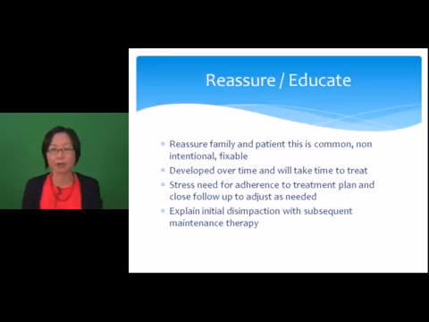You want to tell families that this developed over time, and it's going to take a long time to get better. It's not going to improve overnight. There is no magic fix for this. You want to really stress the need for adherence to the treatment plan, and they will have to have very close follow-up with you to adjust their meds as needed. One of the most important things is you have to explain why you need to initially disimpact the child. Because if you don't do disimpaction first and you just put them on maintenance treatment, you're going to have worsened overflow incontinence.